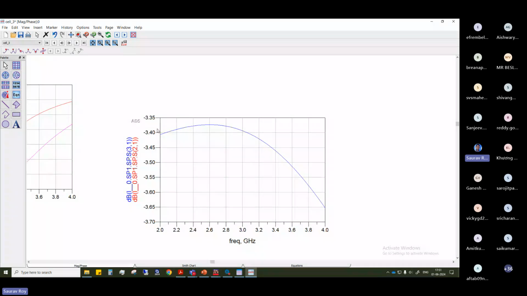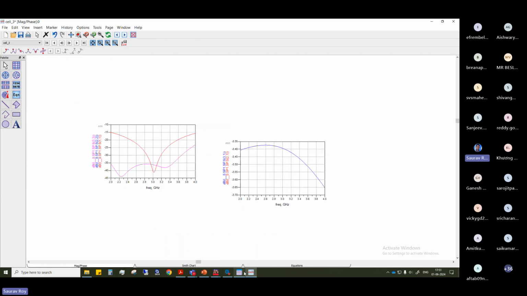But actually, if you notice, the scale is less than 0.5 dB difference. So that means the power is close to minus 3 dB. So whatever power you give at port 1, it gets divided to port 2 and port 3 in equal amount. Okay. So now I guess it is clear for you guys.